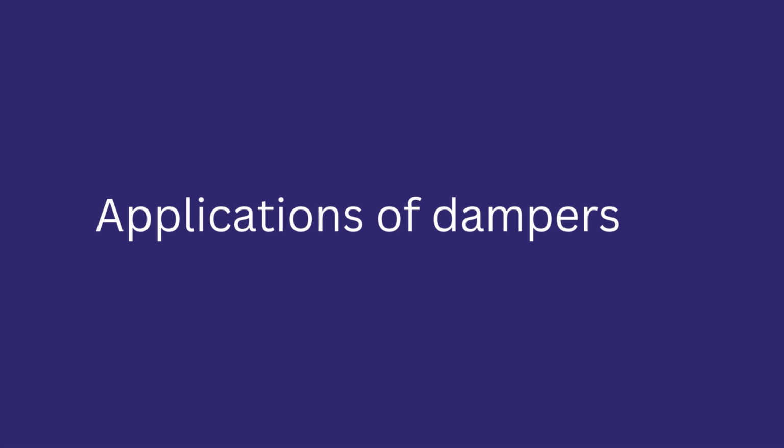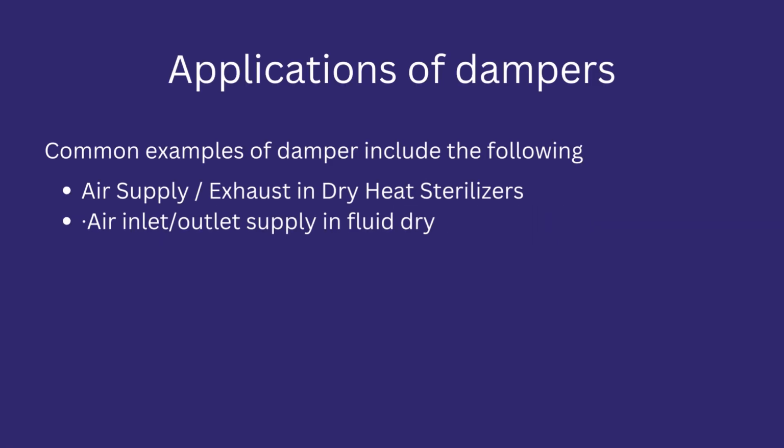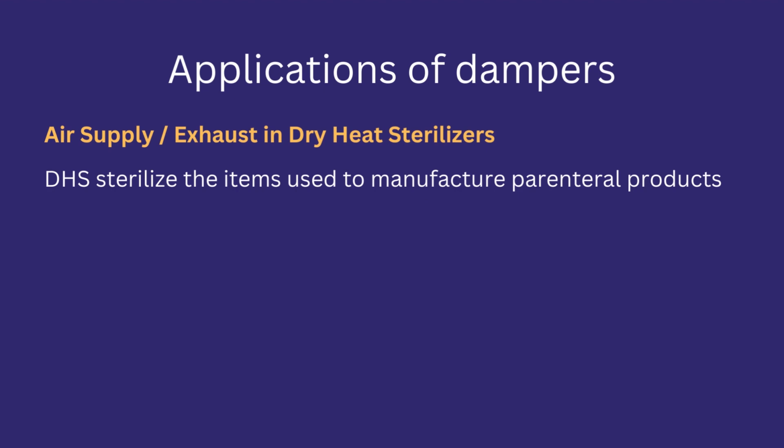Application of dampers. Let's discuss some applications of dampers and see how they are used in practical pharma equipment. There are various equipment and processes where dampers are used to control the fluid flow. Some examples include air supply and exhaust in dry heat sterilizers, and air inlet and outlet supply in fluid bed dryers.